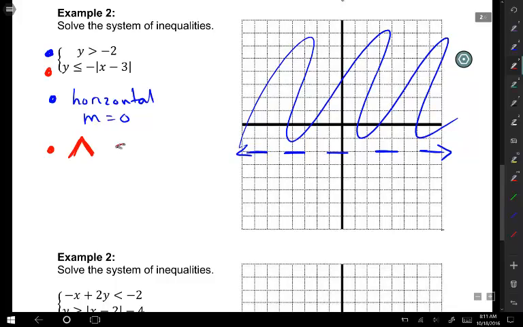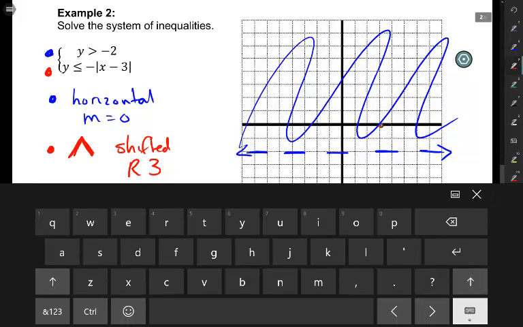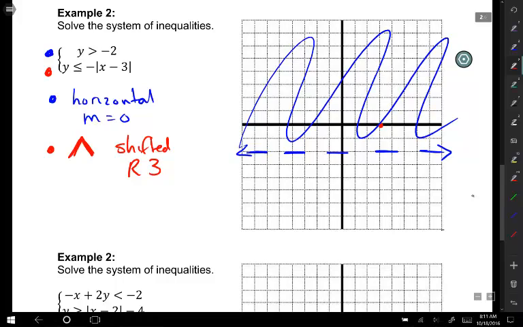Which way is it shifted? I heard right 3. Do you agree with it? Just because I wrote it doesn't mean it's true. It is correct. Okay, so let's go from the origin and let's go right 3. And let's make a 45-degree angle coming down. Please be precise in those.